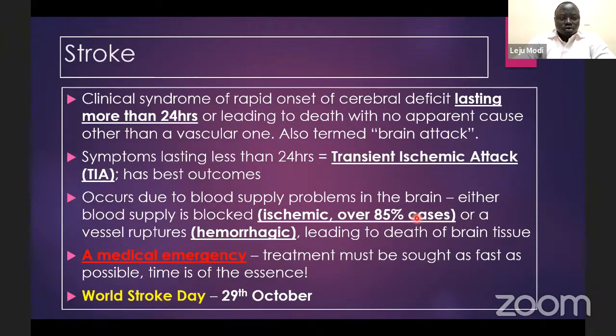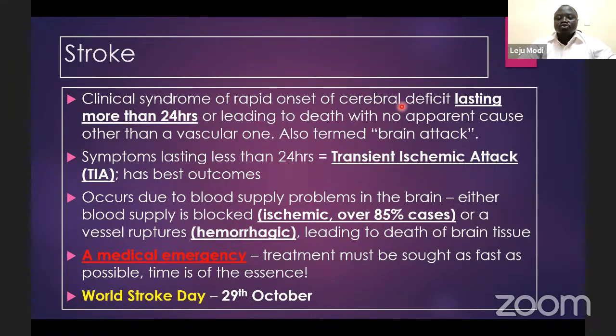So what is stroke? It is a clinical syndrome. A syndrome usually is a combination of many things, signs and symptoms of different things coming all together, and we call it a syndrome. This is a clinical syndrome of rapid onset. Most times, it is rapid. So the onset of the symptoms or the signs is rapid.